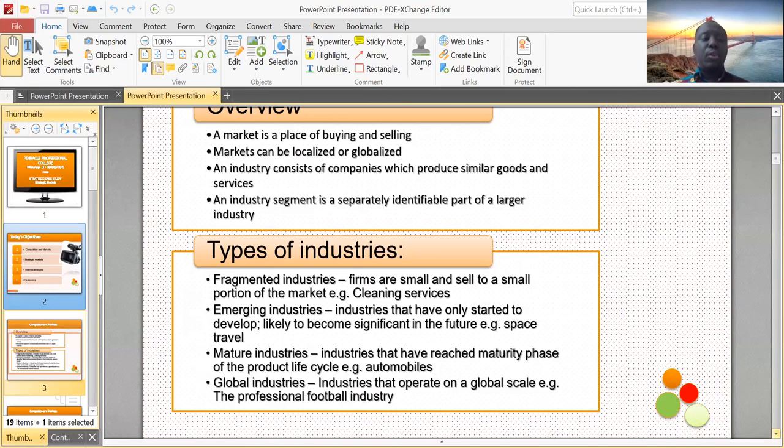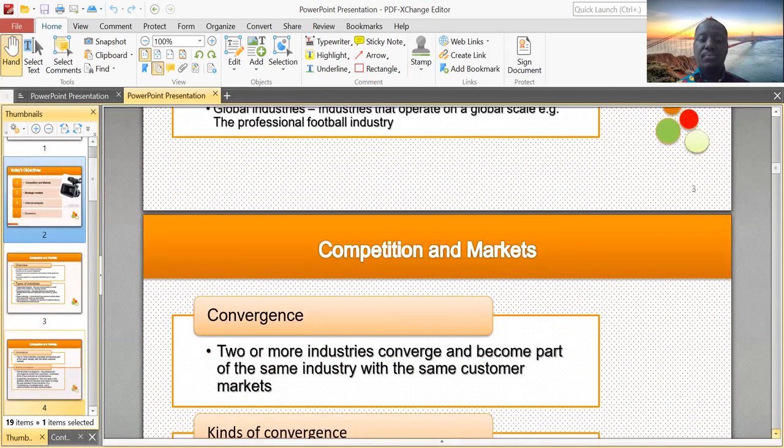So these are the 4 types of industries that you need to keep at the back of your mind, right? Anytime you are presented a case, you want to understand what kind of industry this is. Is it fragmented? Is it emerging? Is it a mature industry? Is it a global industry? Then that would help you to assess the situation of the organization that you're looking at. That's very, very key.